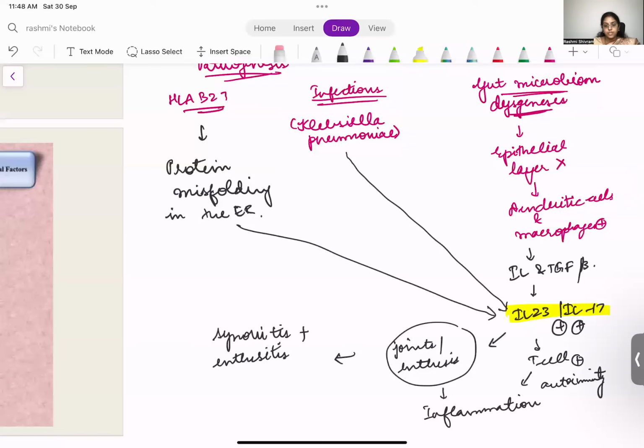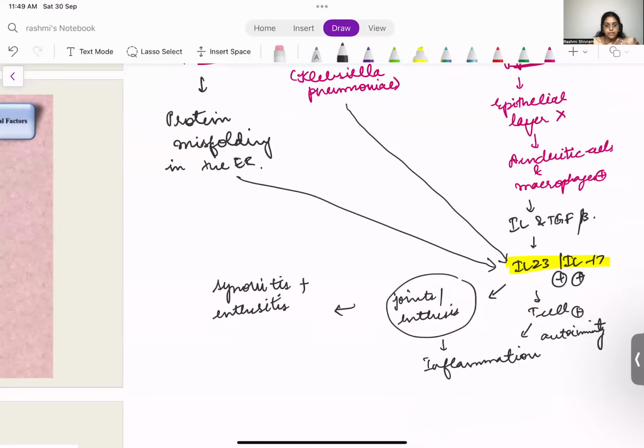You will have bone formation. Because of this repeated inflammation and healing, there will be some fibrosis. Also, TGF-beta is produced, which is pro-fibrotic. Because of that, the spine will start fusing. You understand? The spine will start fusing.